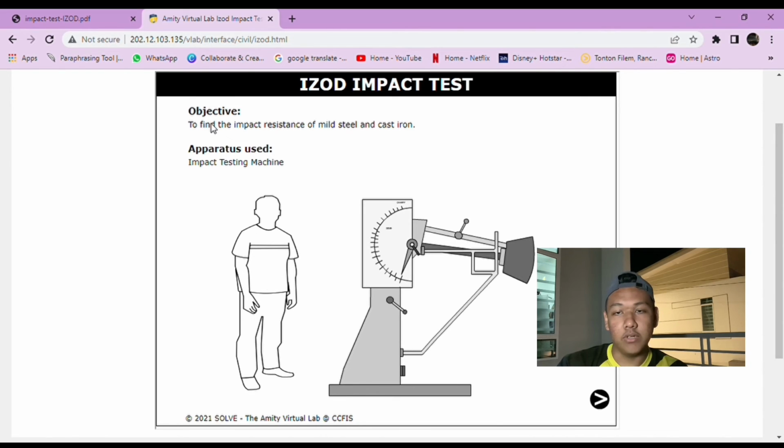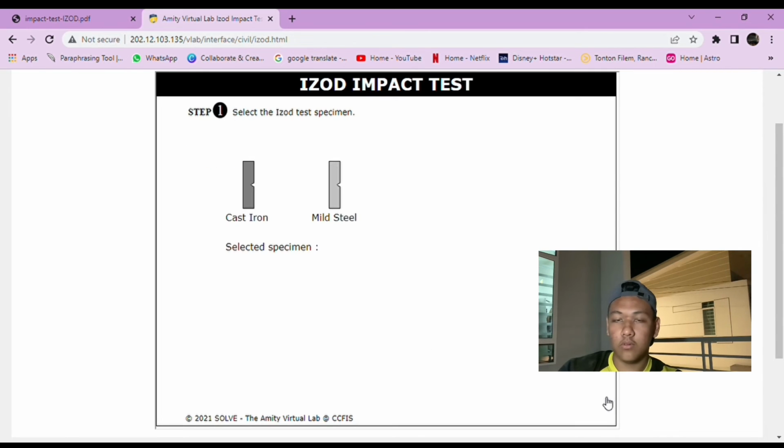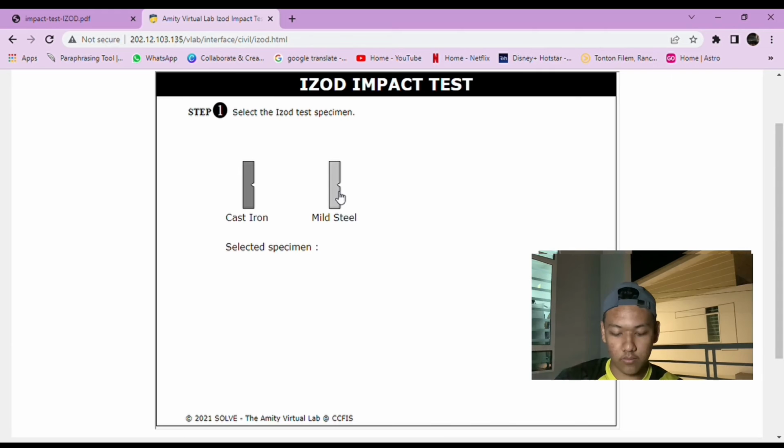The experiment that we do today is the Izod impact test. The objective of the experiment is to find the impact resistance of mild steel and cast iron. The apparatus that we use is an impact testing machine. First step, select the Izod test specimen. The specimen that was selected in this experiment is mild steel.